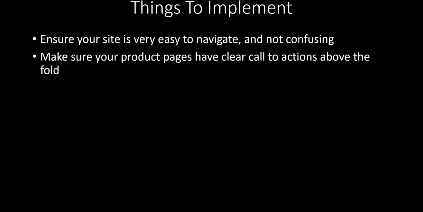The next thing you want to do is make sure that your product pages have a clear call to action above the fold. So this is normally done by default in most Shopify themes, but sometimes people edit and customize stuff. So you want to make sure that people have a buy button or an add to cart button that's going to be above the fold, meaning they see it without having to scroll down. This is something that's going to help with conversions as well.